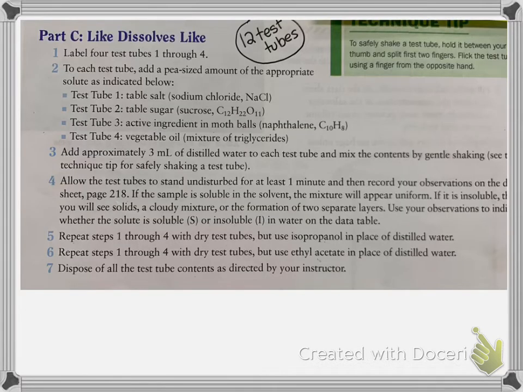So this is Part C, and it does take a lot of test tubes, but it's not particularly challenging. What we're going to be doing is labeling 4 test tubes, which I did. You'll see that in the picture. Next slide. To each test tube, I'm adding a pea-size amount of the solute. The solute is the substance that generally is in a smaller amount, and this is what is being dissolved. We're going to try to dissolve this.